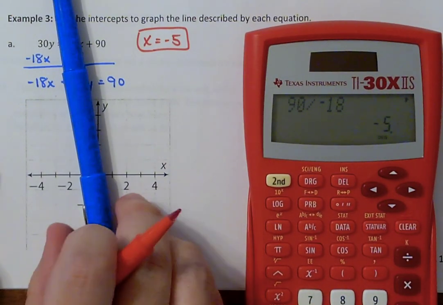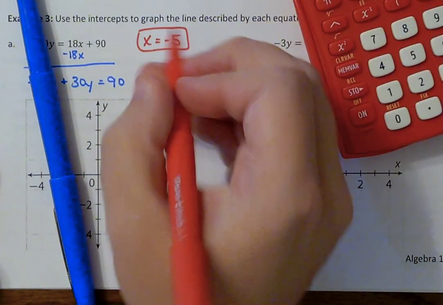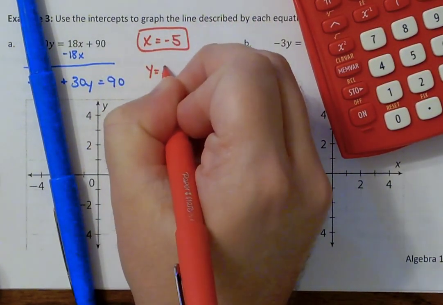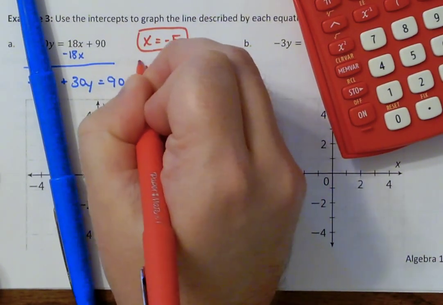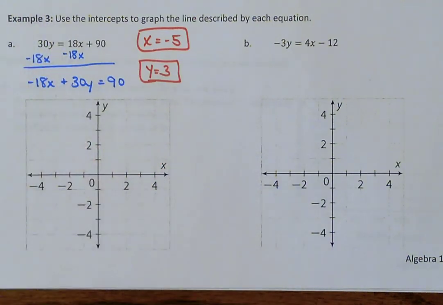And then to figure out my Y-intercept, we're going to cover up the x values. So I have 30y equals 90. So I'm going to do 90 divided by 30, the value in front of y. And I get y to equal 3. Okay, so I have x equals negative 5 and y equals 3. I'm going to use these 2 points to go through and construct my graph.